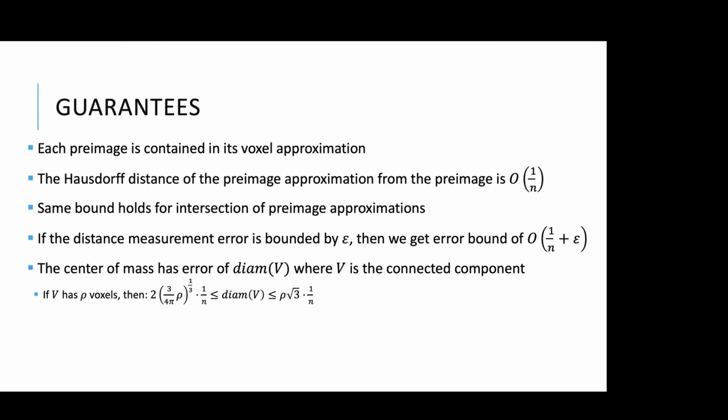If we have rho voxels in that connected component and we organize them in a row, the diameter is huge. But if they are more sphere-like, we have the lower bound. And what we will see in the actual experiments is that the lower bound is actually an upper bound for all of the experiments. So we still get very close results. And either way, both bounds are O of 1 over n.